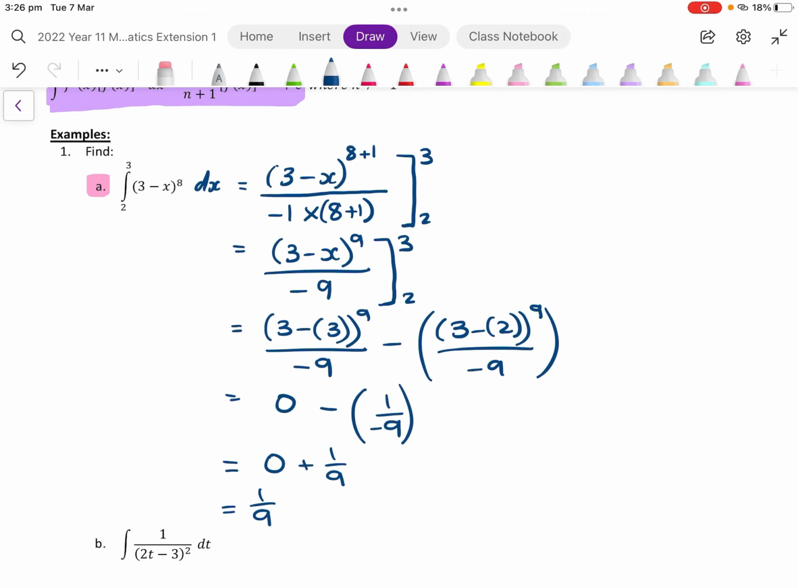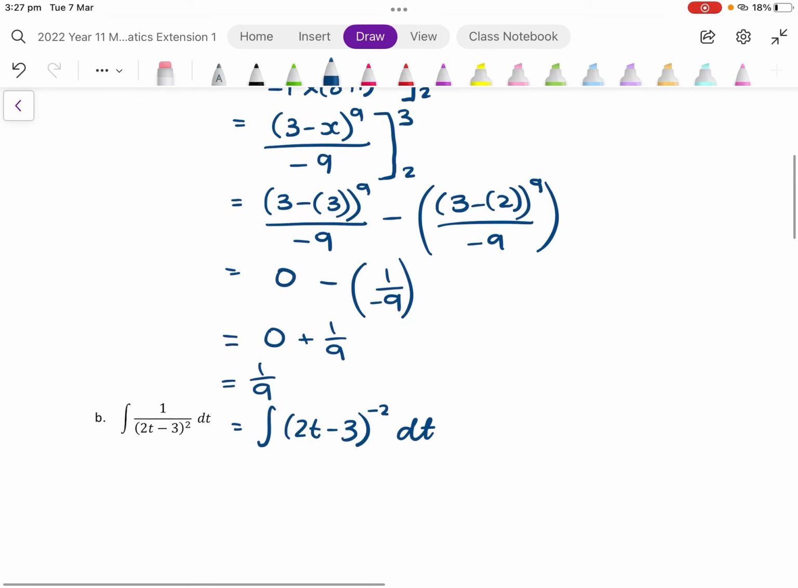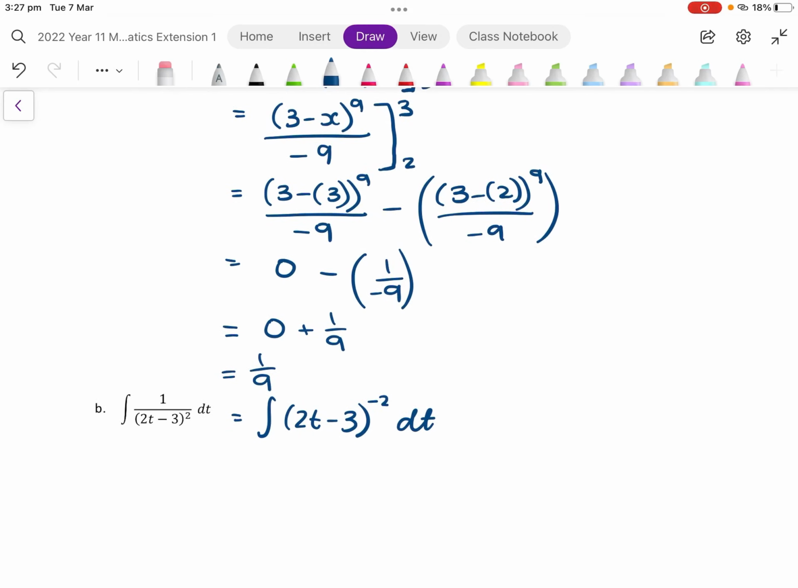Alrighty, our next example: we have the integral of 1 over 2t minus 3 squared with respect to t. What we need to do is write this with everything in the numerator, so we're going to have a negative index. It equals the integral of 2t minus 3 to the power of negative 2 with respect to t. And then we want to integrate this.